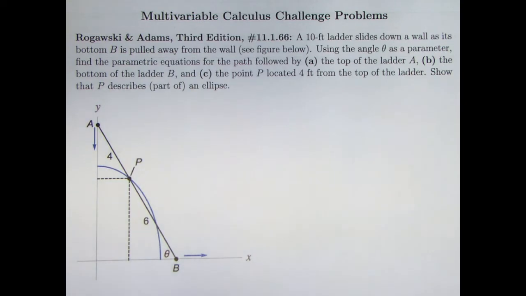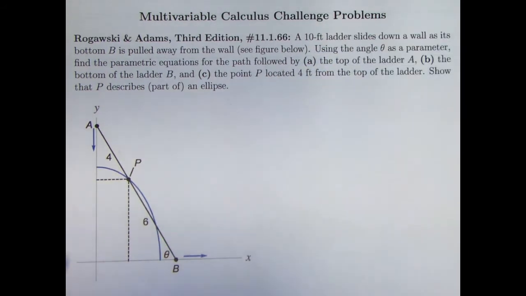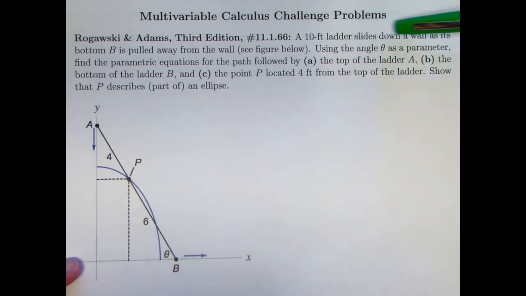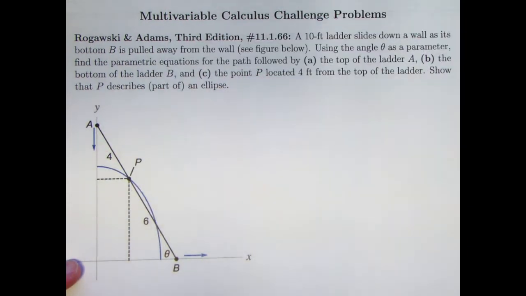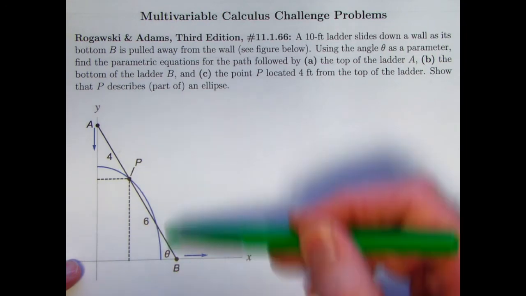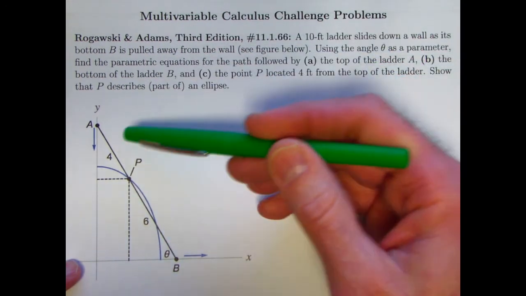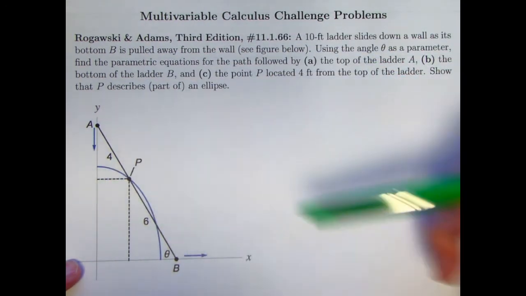So with the problem statement that you can see here in problem 11.1.66, which really means problem 66 in section 11.1, we've got a ladder. This black line is the ladder. It's 10 feet long. We're using non-metric units here, but let's go ahead and go with it. It's sliding down a wall, so this is a wall over here. The y-axis represents the wall. As its bottom B that you see down here is pulled away from the wall. So you can see the arrows there in blue.